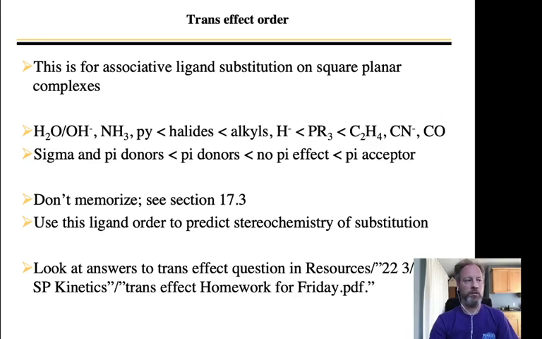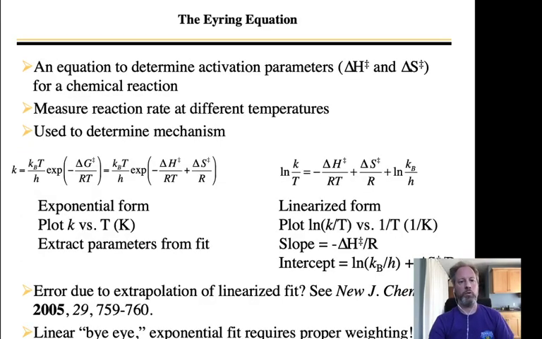Okay, moving on to the Eyring equation. This is an equation that you can use to determine activation parameters, delta H and delta S of activation, for a chemical reaction. This is how we determine chemical mechanisms. It's one of many ways. But you measure the reaction rate at different temperatures, and then you extract those activation parameters from the fit. So there's the exponential form, which is this equation over on the left.